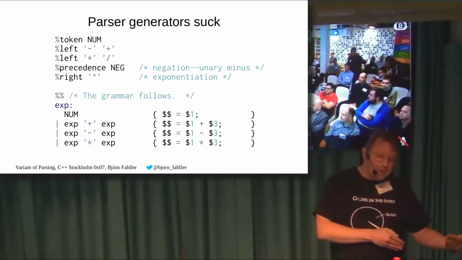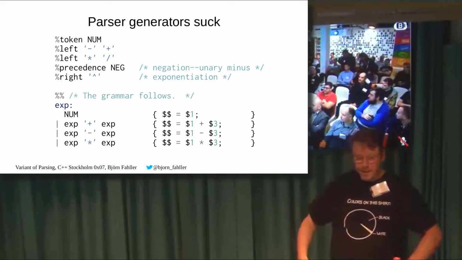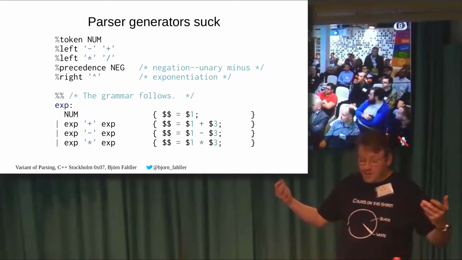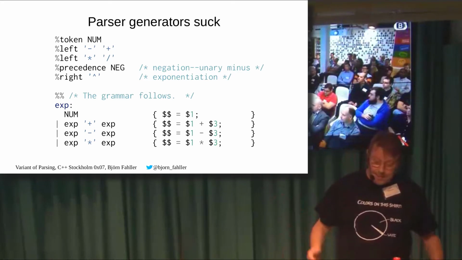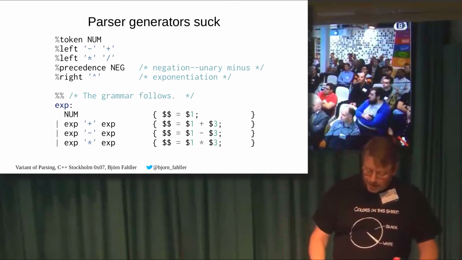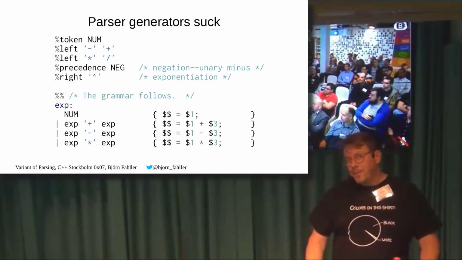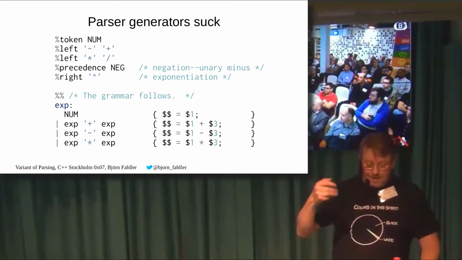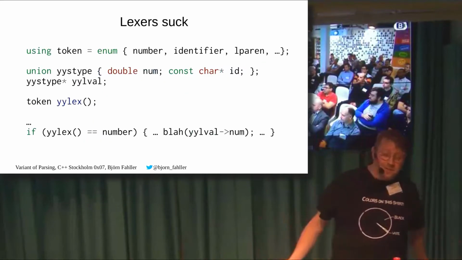The distance between the code you write and the code that you have to try to understand errors in will be too large. So it's just hopeless. Yeah, parser generators suck. So then you may think, all right, I know, I'll just use a lexer then and write my own grammar. But lexers suck.